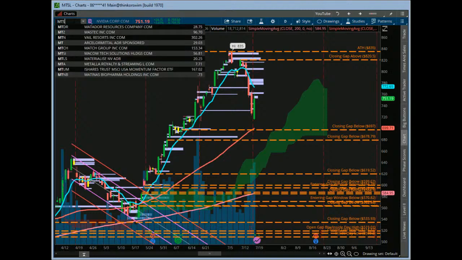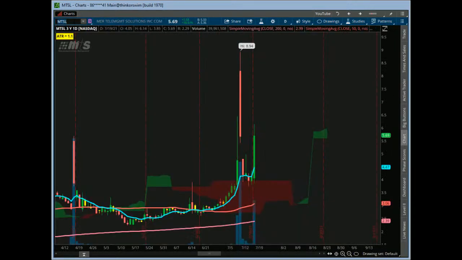And MTSL, let's take a look. MTSL, big push there today. Wow, nice move. A little penny name right here, but it did fill the gap and then left you with an upper shadow. Again, over today's highs could get interesting.